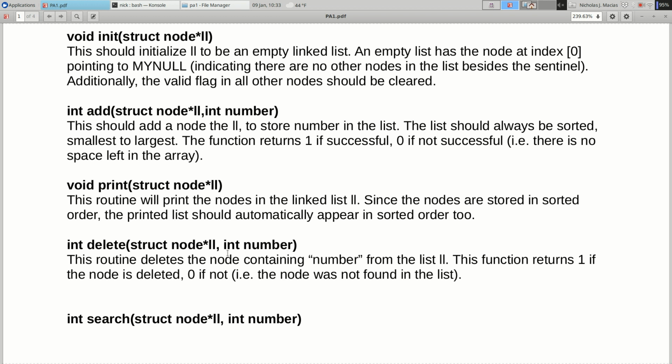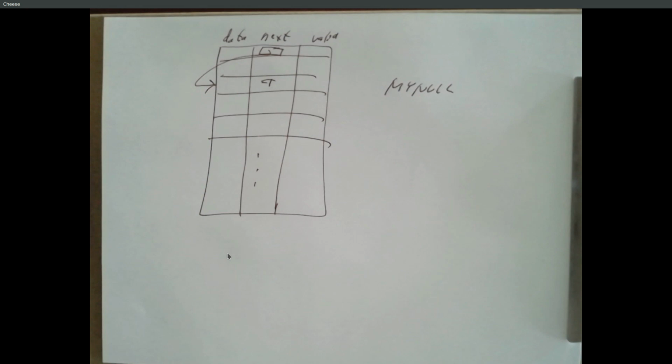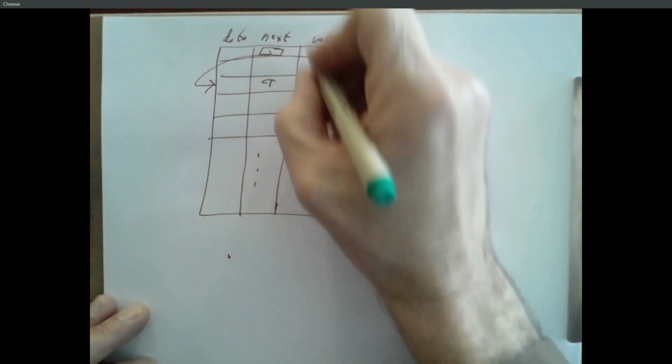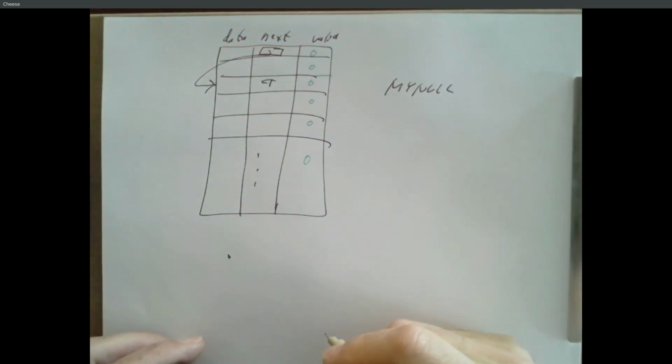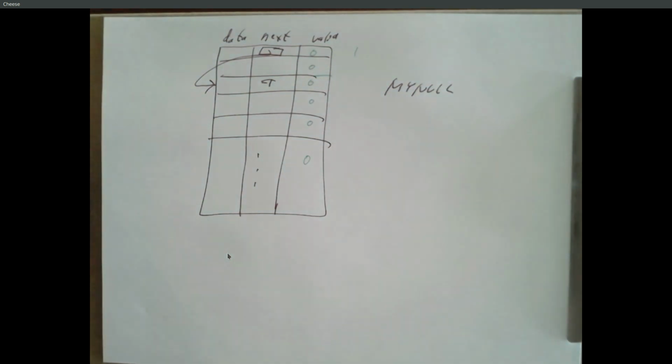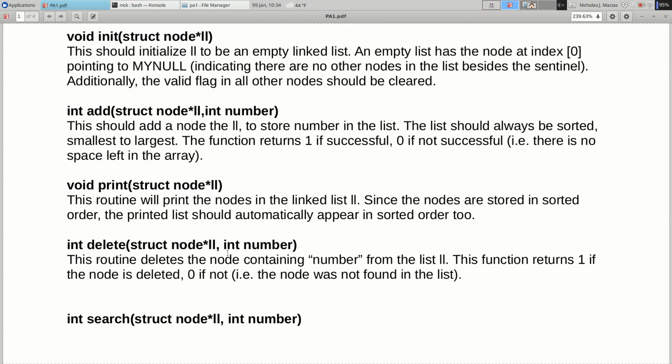And at index 0, you're going to set the next field to myNull. And you should clear the valid flag in all of the elements. So this third piece, valid, typically we're going to use 0 to say it's not valid. It means it's not in use. And if it is in use, we'll set it to a 1. So your init does two things, right? It takes the first entry in the array, sets the next field to myNull, and then it sets all the valid flags to 0. The structure, I was calling it LL for linked list.